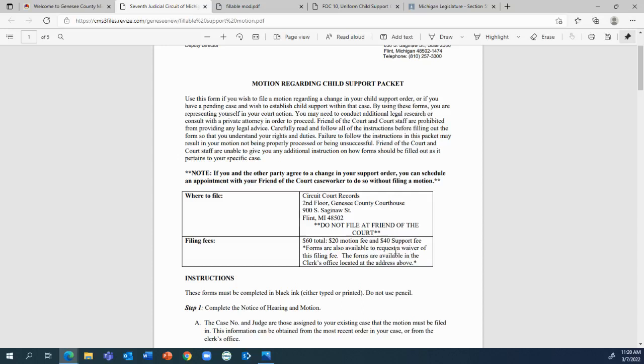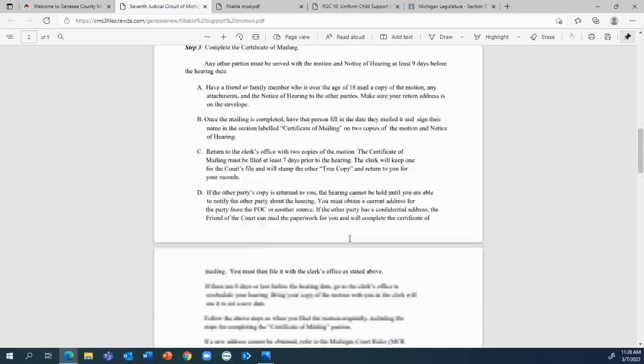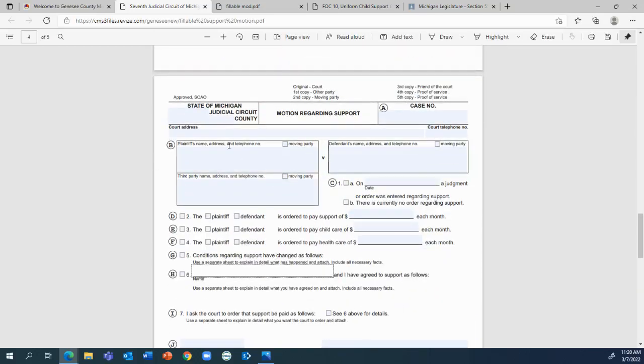There is a waiver form if you can't pay the cost to file a motion. That form is also available on our website, and we can probably cover how to do that one later. All right, so we're going to jump right into the form. I just flew past a bunch of instructions there because we're going to fill this out together.